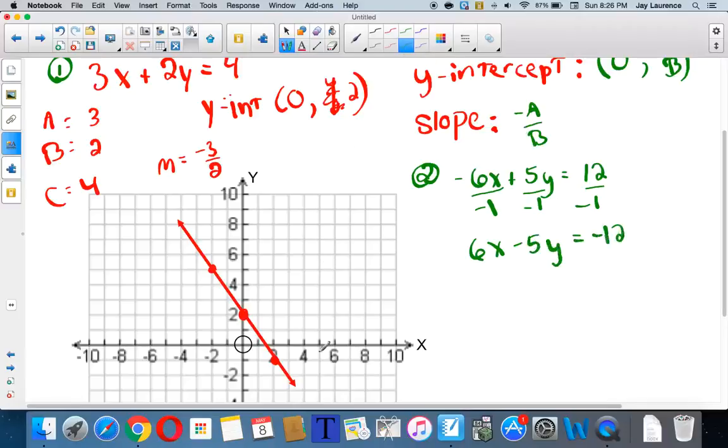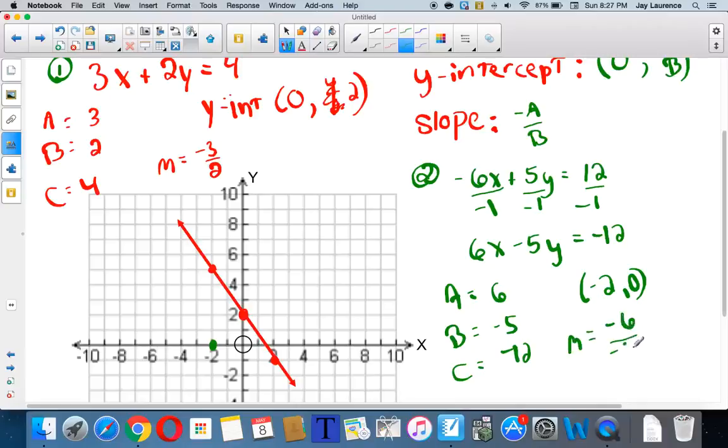And this time I do like the x-intercept. Let me do the ABC thing, sorry. ABC. Easy as 6, -5, -12. All right, so the x-intercept looks like it's going to be the point (-2, 0). And the slope is going to be the negative of A over B, and the two negatives will cancel to 6/5. So I'm going to rise 6, so 1, 2, 3, 4, 5, 6, and run 5. 1, 2, 3, 4, 5.